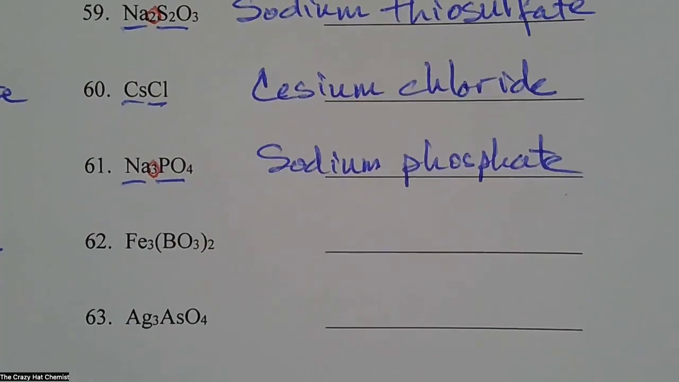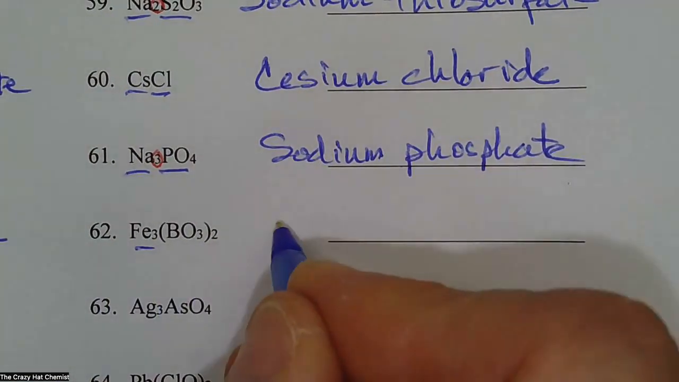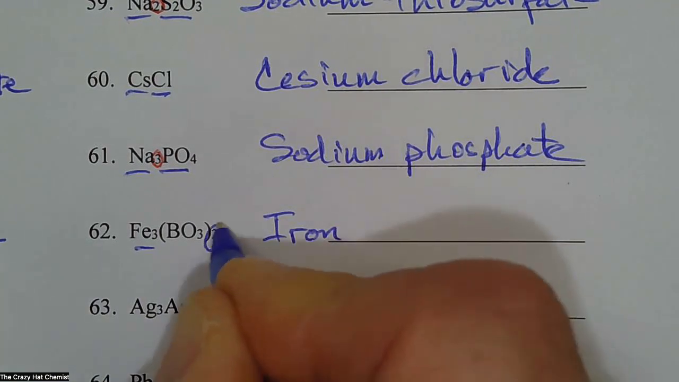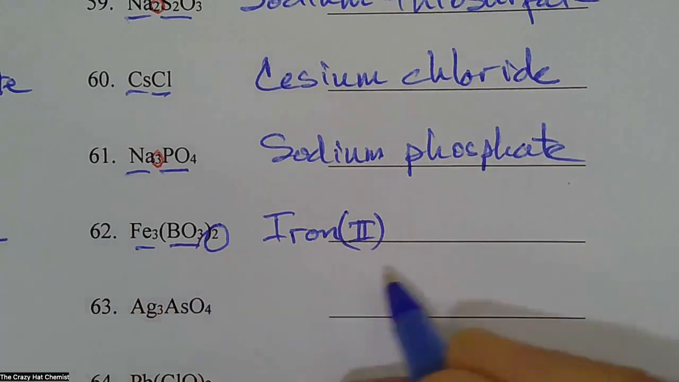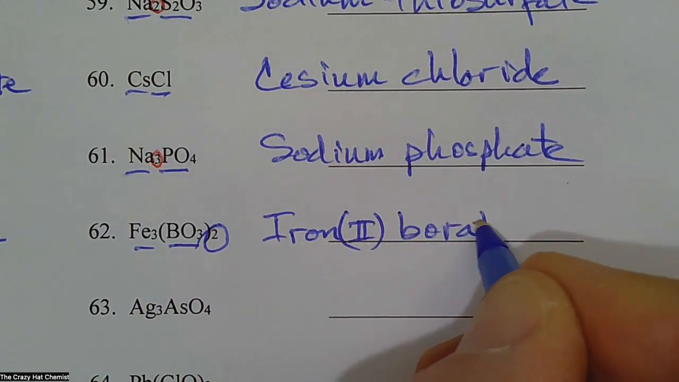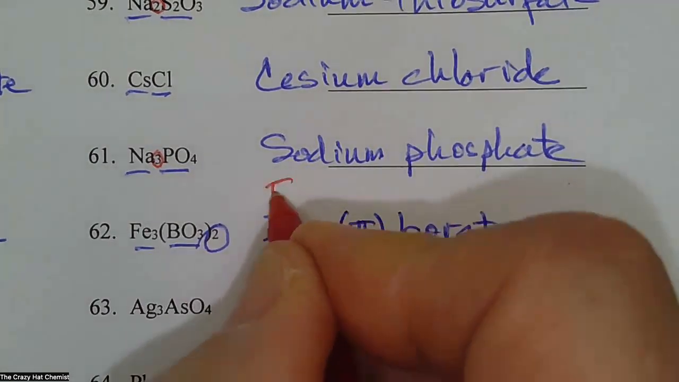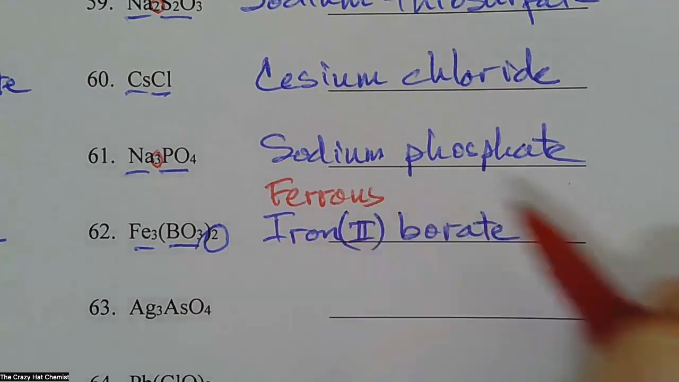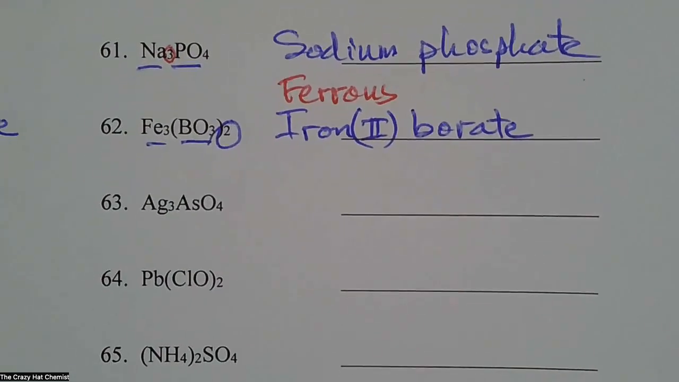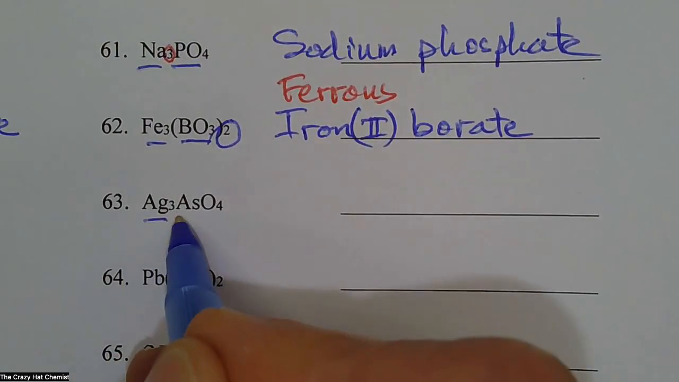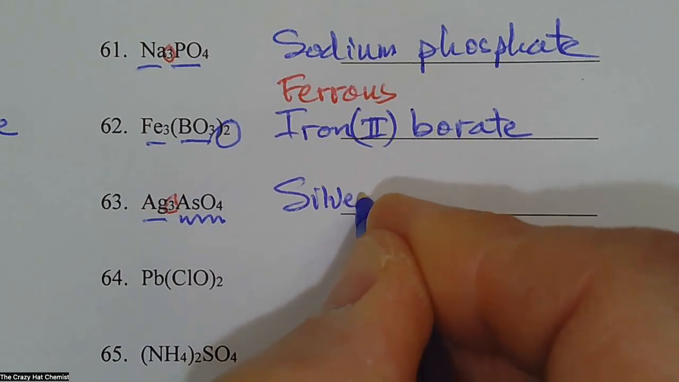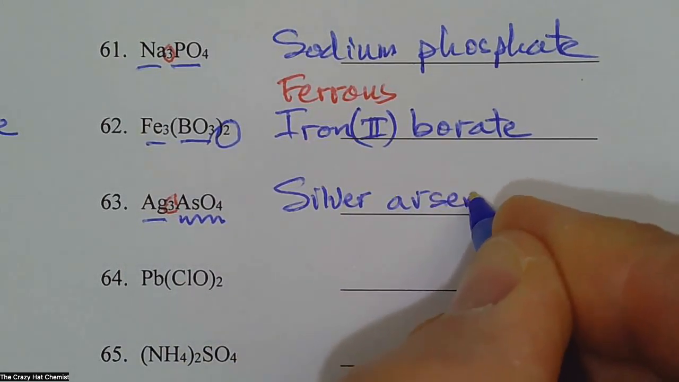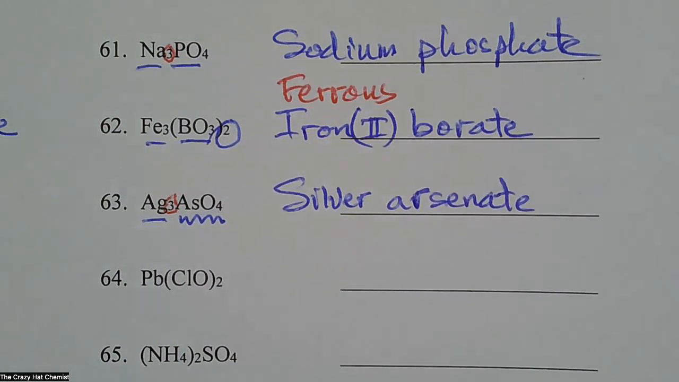That's right there. Okay, this is iron, Roman numeral 2. And then this is borate. This is ferrous. Borate. Silver, arsenate. What's the charge on the arsenate? It's right there at that 3. Silver. Arsenate. Okay.